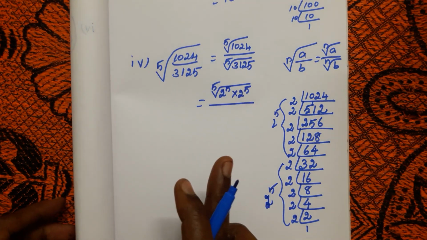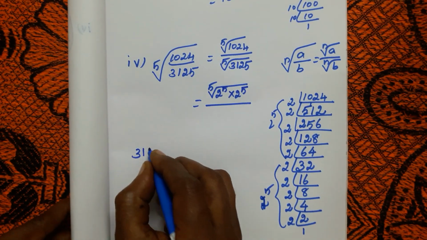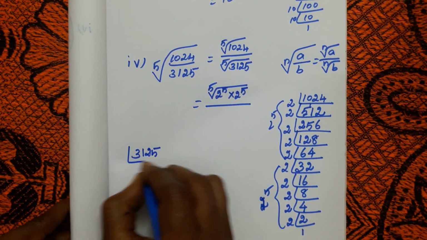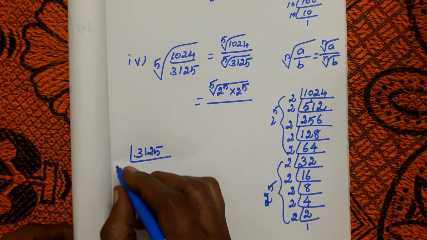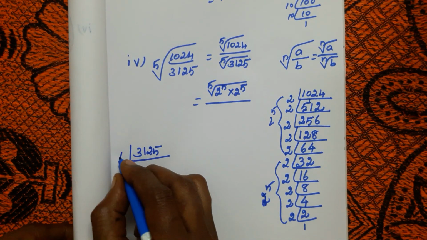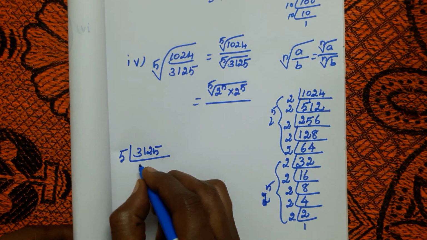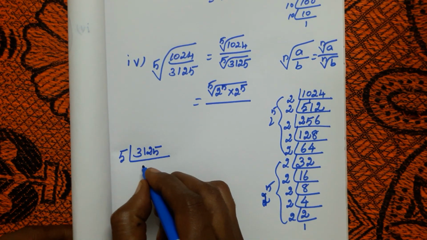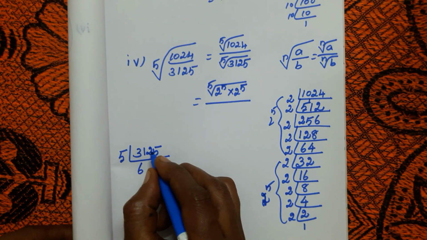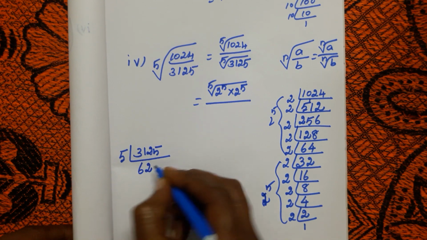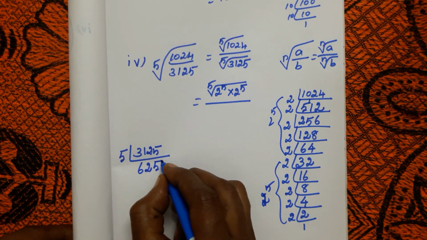Next, 3125. Which table can we factorize this? Yeah, 5 table. First, take 2 digits together. 6 5s are 30. 6 times 30 we are getting, 1 balance 12. Next, 5 2s are 10, again 2 balance 25. 5 5s are 25.